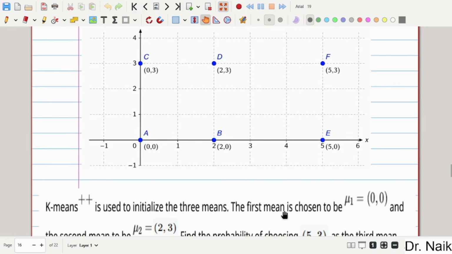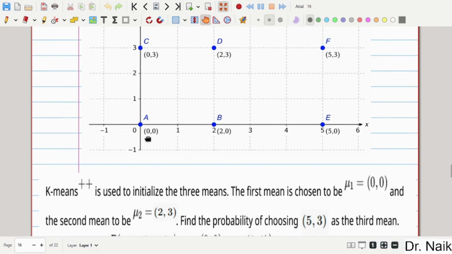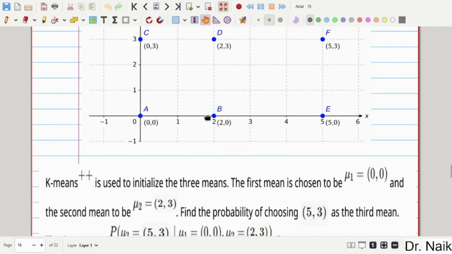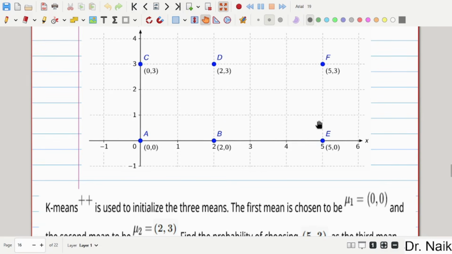So the first mean is mu1, which is (0, 0). So A is our first mean, and the second mean is (2, 3). So D is our second mean. We have to find the probability that phi 3, that is F, is our third mean.